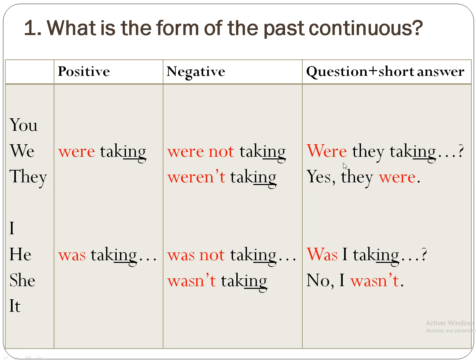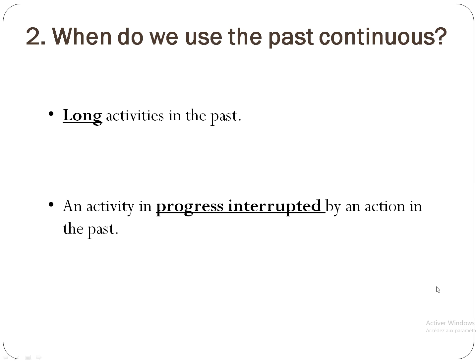And for the questions, obviously you always start with the auxiliary in questions. Auxiliary, then the subject, then the verb ing. Okay, were they taking, etc.? Yes, they were. Was I taking? No, I wasn't. That's it for the form.